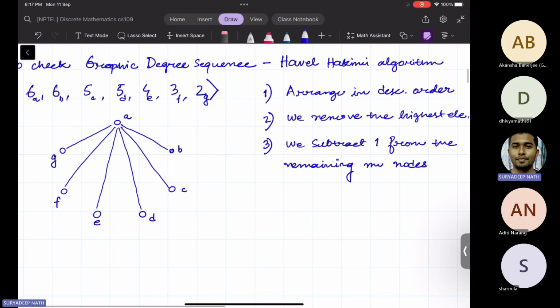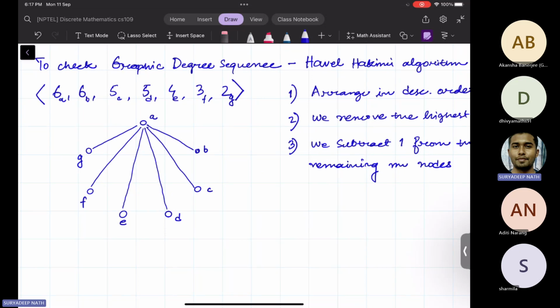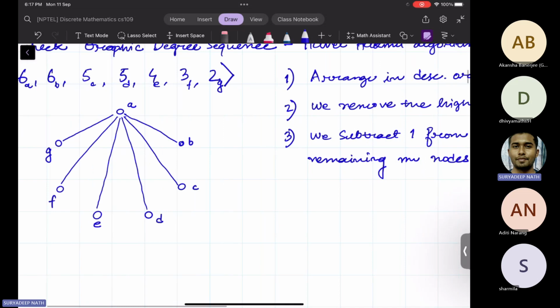Now we subtract 1 from the remaining m nodes. Why are we subtracting? Because we have already one edge incoming from this node with the highest degree. So already the degree of b has been updated to 1. We are basically trying to create a graph. When we connect edges from the node with the highest degree, the other nodes already gain a degree of 1. Therefore we subtract 1 from the remaining m nodes, the remaining 6 nodes that were connected.